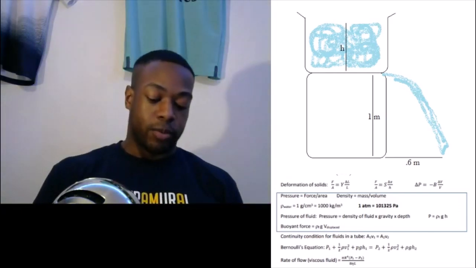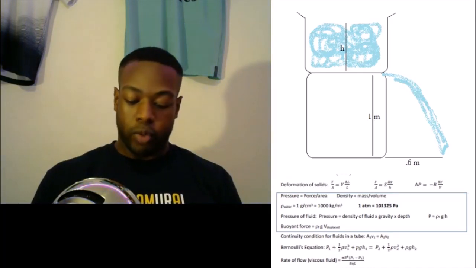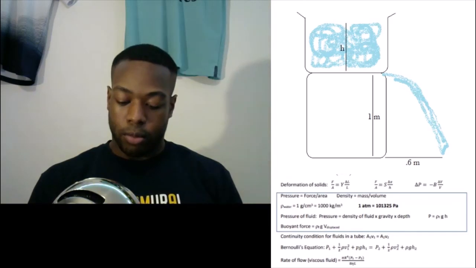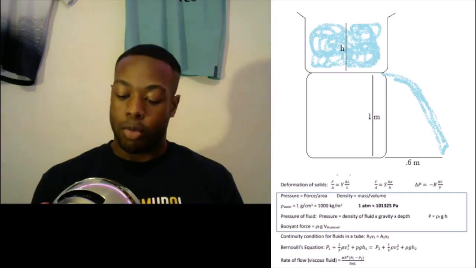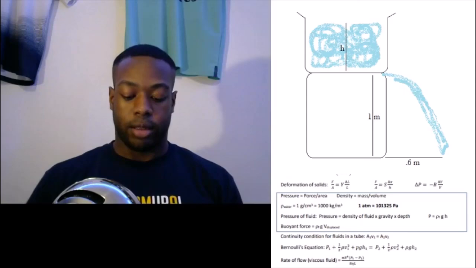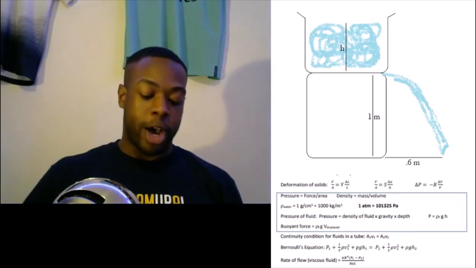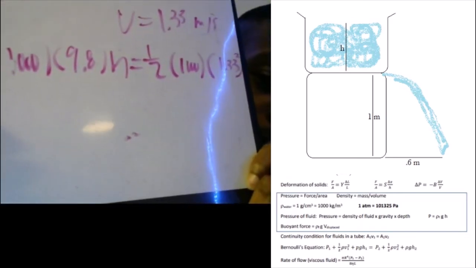We know our density of water is 1,000. Gravity is 9.8. We don't know the height. Move to the other side, we know 1,000. And like I said, the velocity should be 1.33. We're going to square that. And we should be able to do a little algebra from there. This is what I have. That is your last little bit of work. And the rest is just calculator.